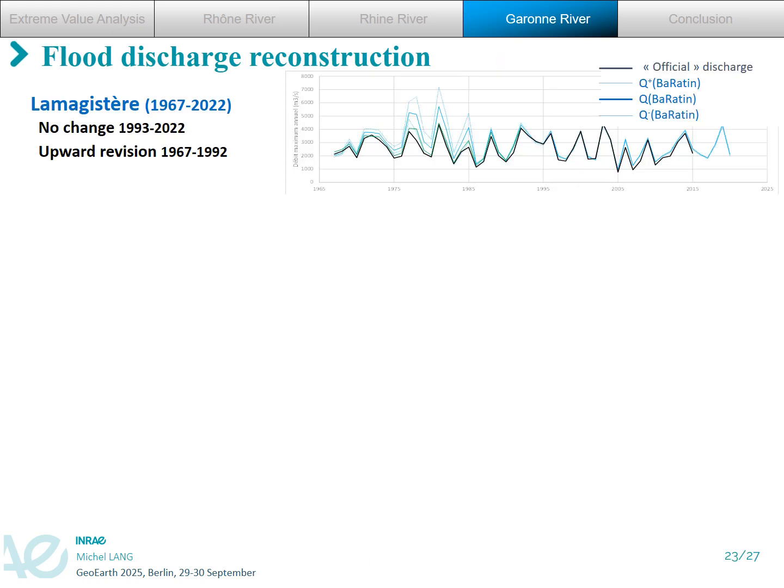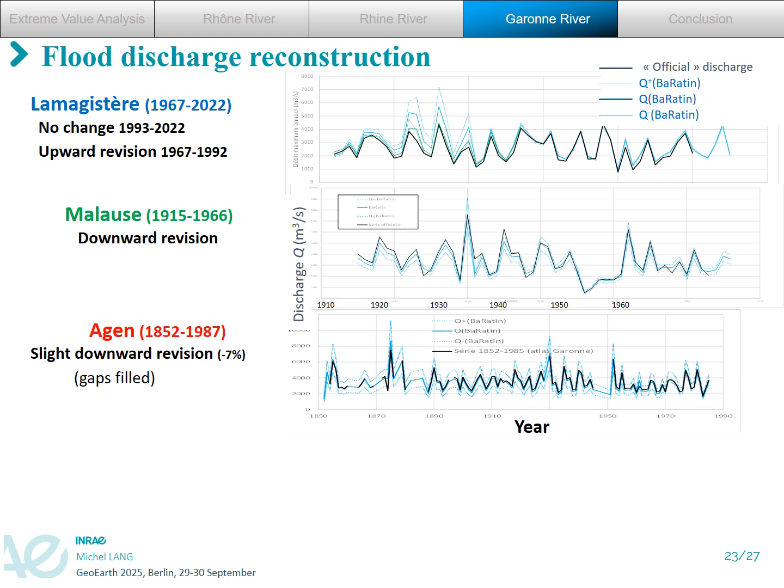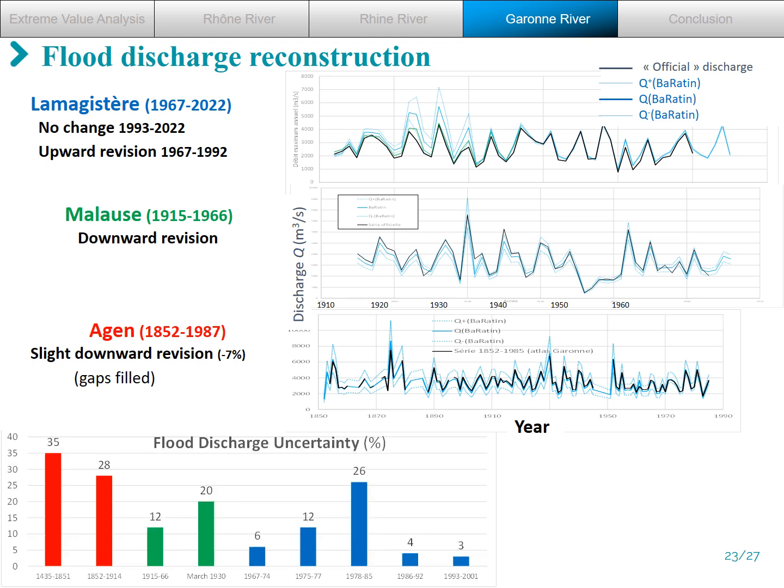So then, using information on gauging and survey of the river bed, we were able to re-estimate flood discharge. At La Magistère, we have some upward revision on the first period from 1967 to 1992. At Malause, we have a downward revision, and at Agen, we have a slight downward revision. The last graph gives the flood discharge uncertainties: about 3 to 4% on the modern period and about 28 to 35% on the historical period.